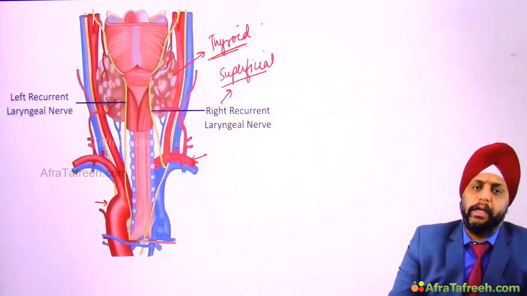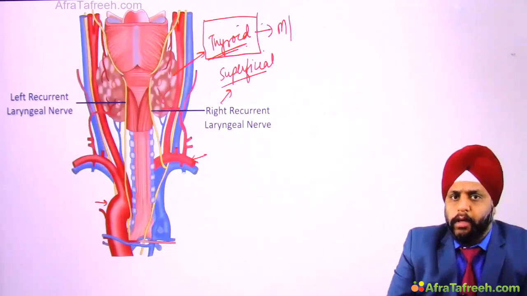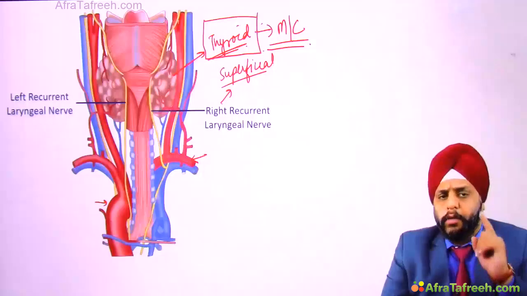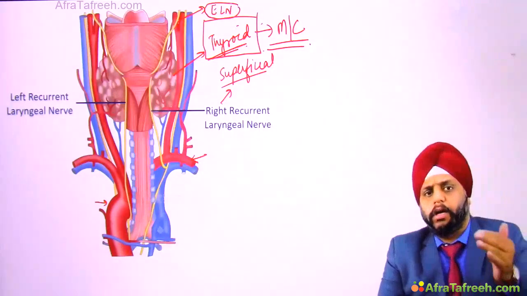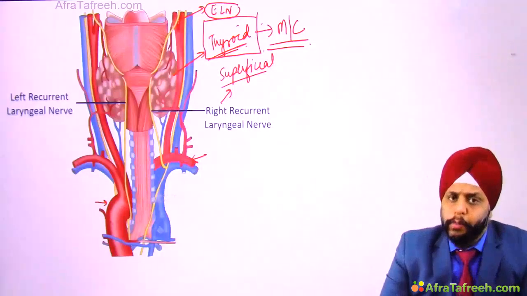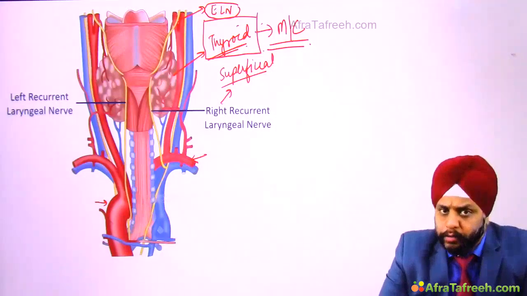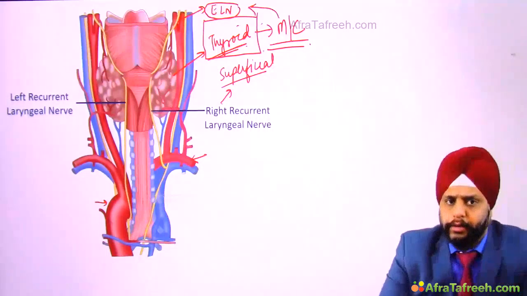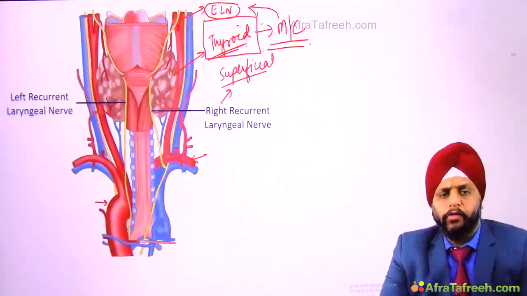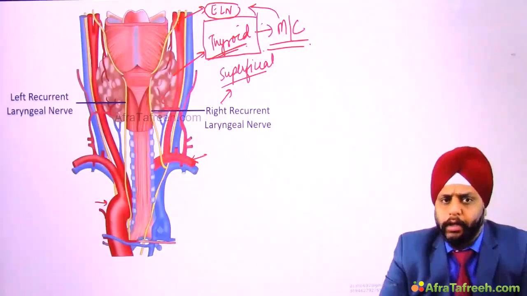But somebody asks you which is the most common nerve injured in thyroid surgery. So remember, the most common nerve injured in thyroid surgery is not recurrent. It is actually the external laryngeal nerve, which is a branch of the superior laryngeal nerve, and this injury most of the time goes unnoticed. But this is the most common nerve injured in thyroid surgery. Clear? So these are a few MCQs that you must know, and they are asked frequently in the exam.